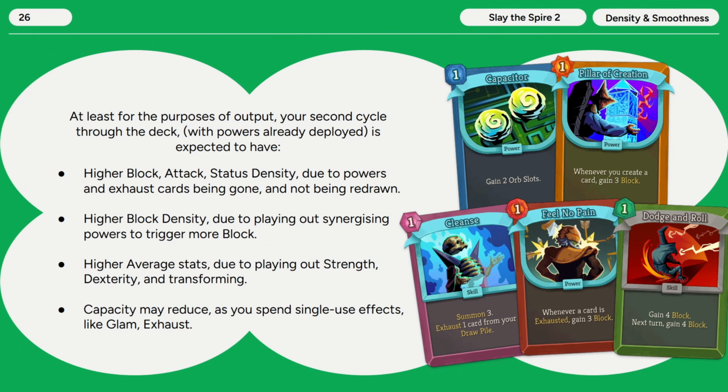Your hands should be better. All of your cards should have more output. That doesn't mean that your capacity is necessarily going to be improved, though. Sometimes when you get to second cycle, your capacity is actually reduced. You might need to spend single-use effects like Glam or like Exhaust to get through the first cycle.